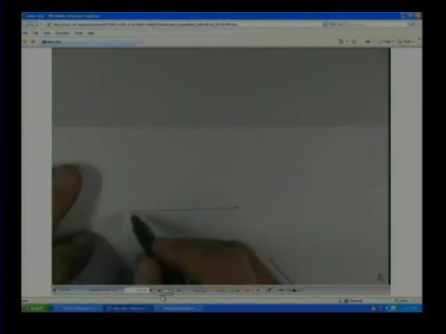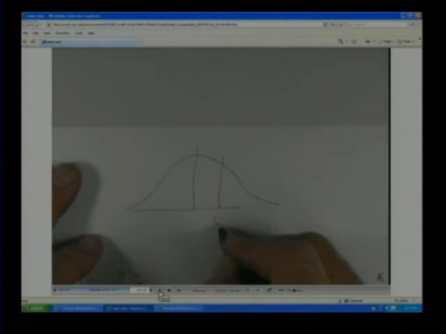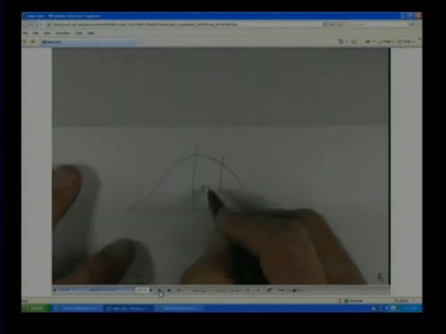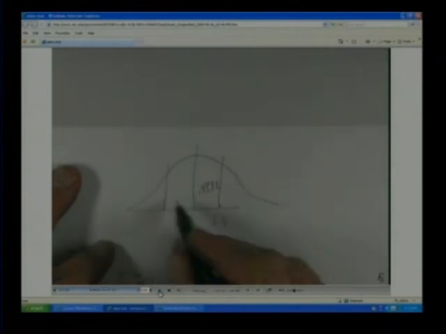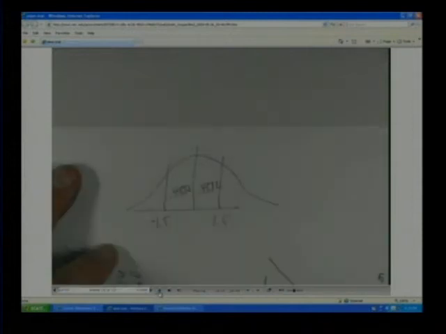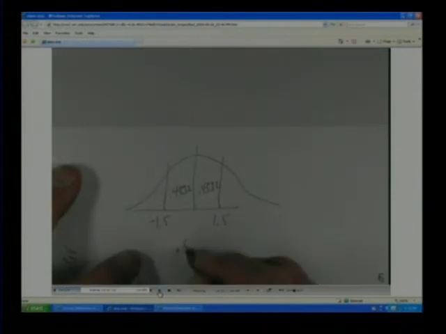So within 1.5 standard deviations, we looked up that value, 0.4332. That means that over here, minus 1.5 is also going to be 0.4332. If you add those two together, you get 0.8664. So that tells me that 86.64% of the area is within 1.5 standard deviations of the mean.